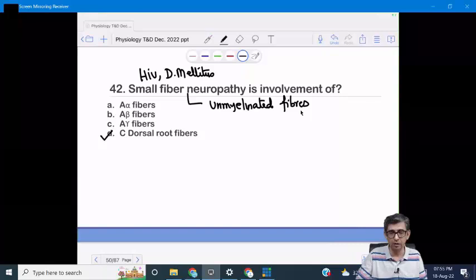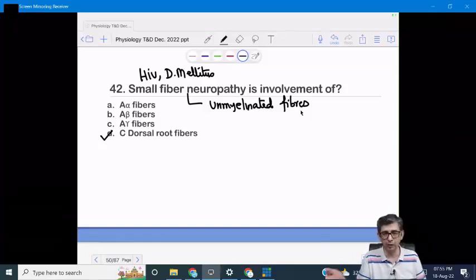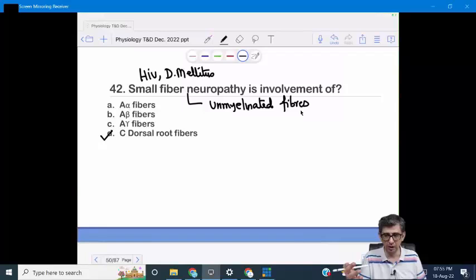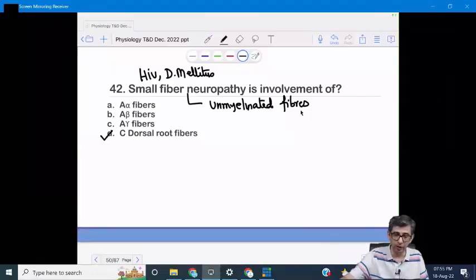Small fiber neuropathy means unmyelinated C fibers getting involved, and usually patients of diabetic neuropathy present with burning in the sole of the foot at night, for which there is no treatment also. Diabetic neuropathy is the commonest complication of diabetes mellitus, and even if we give these patients multivitamins, they'll not improve. Why? Because it's not the myelin part that is affected.